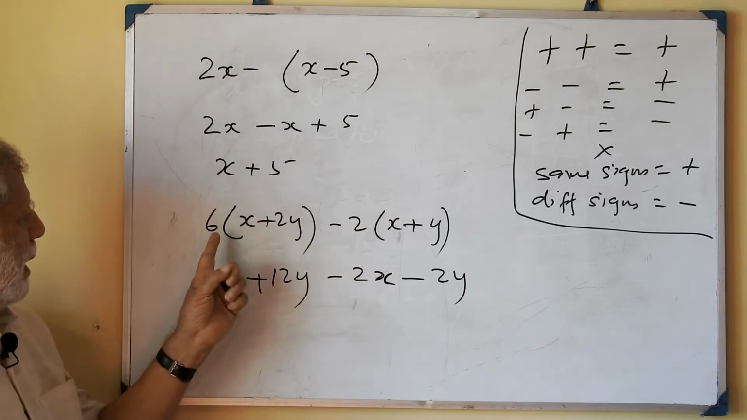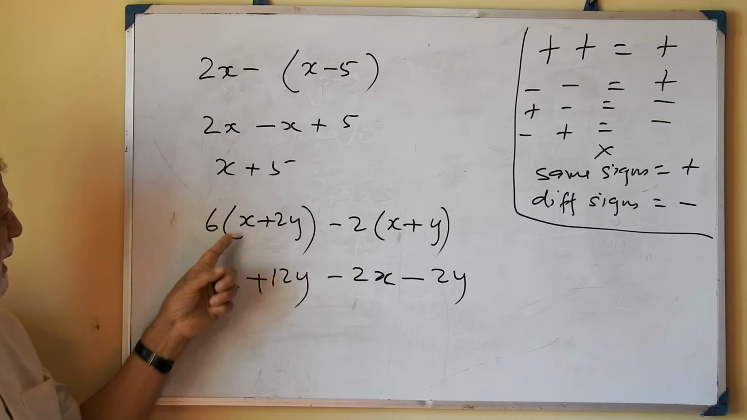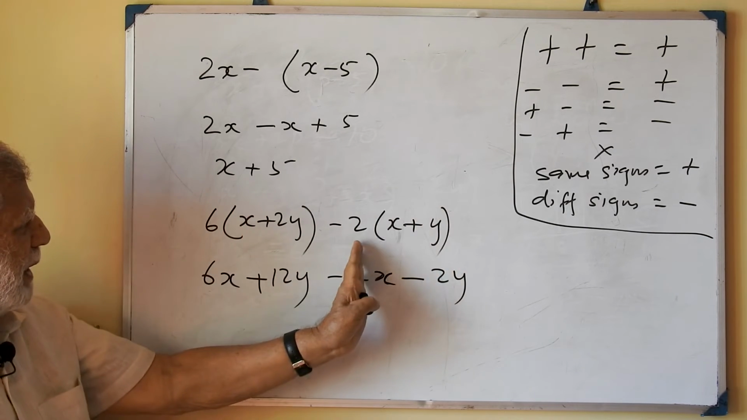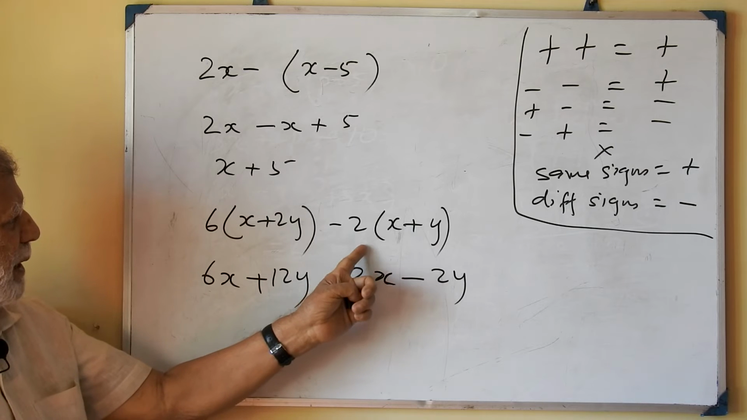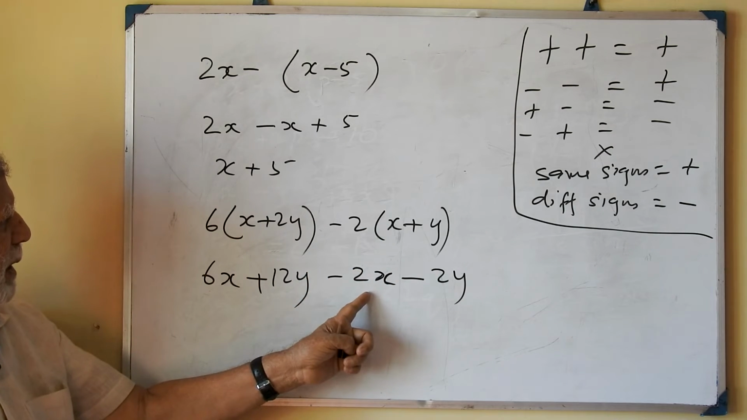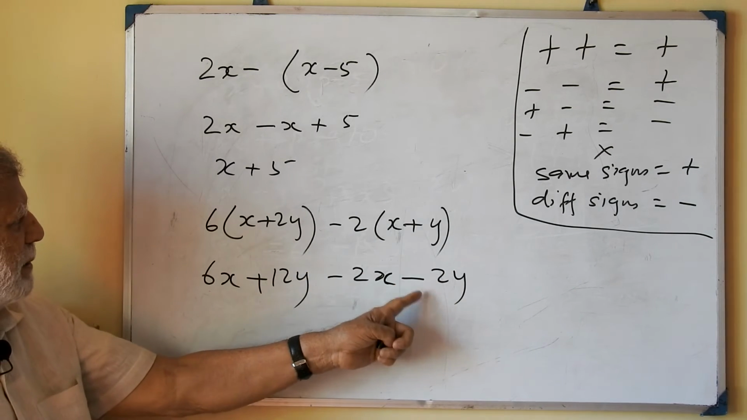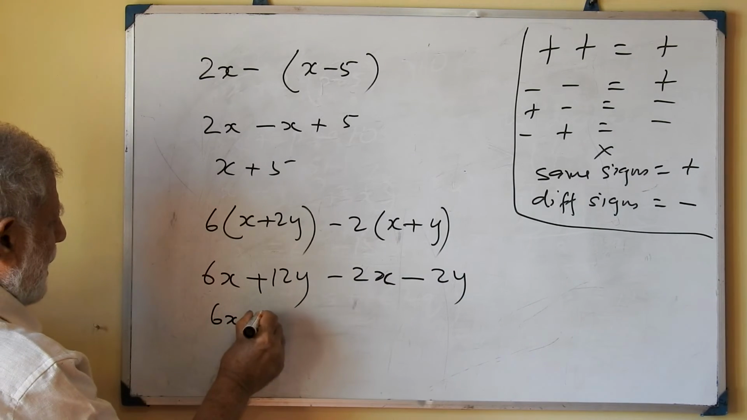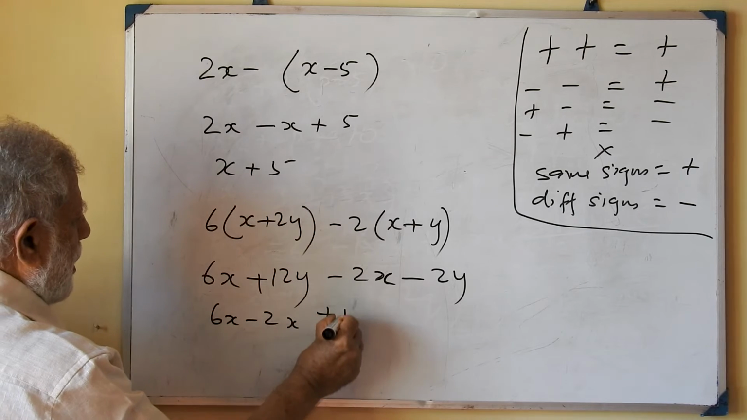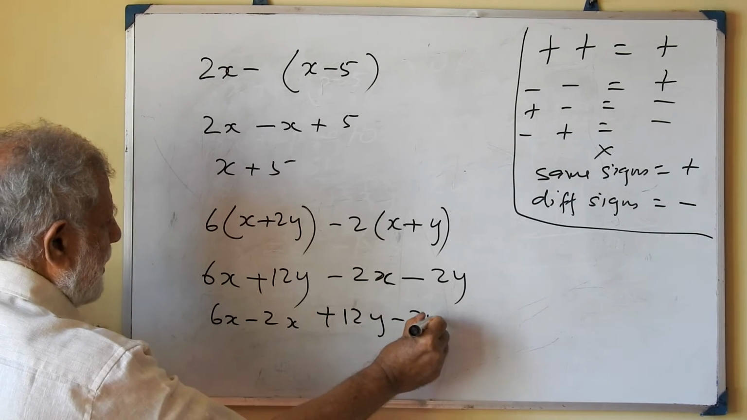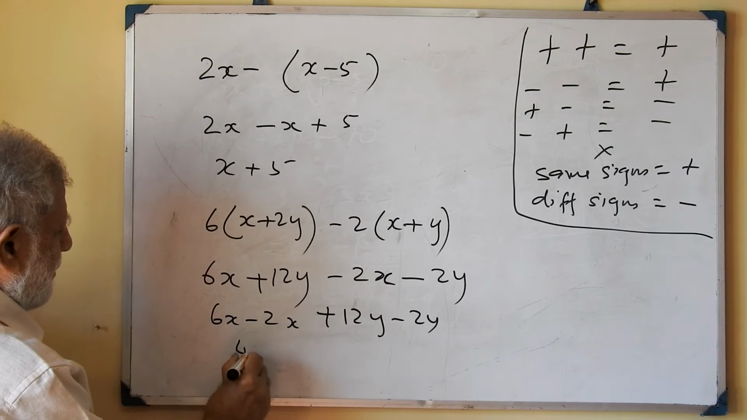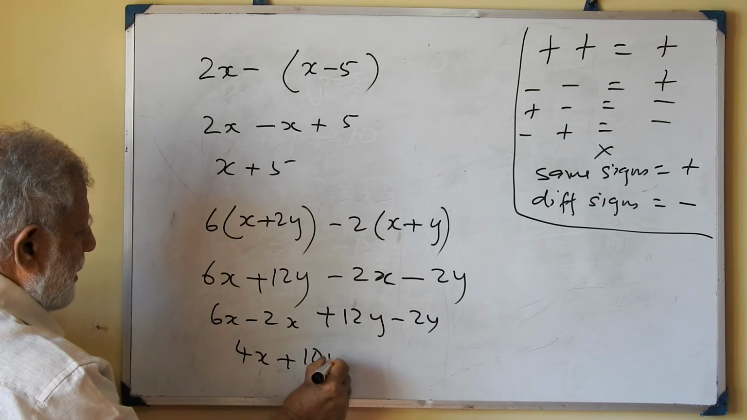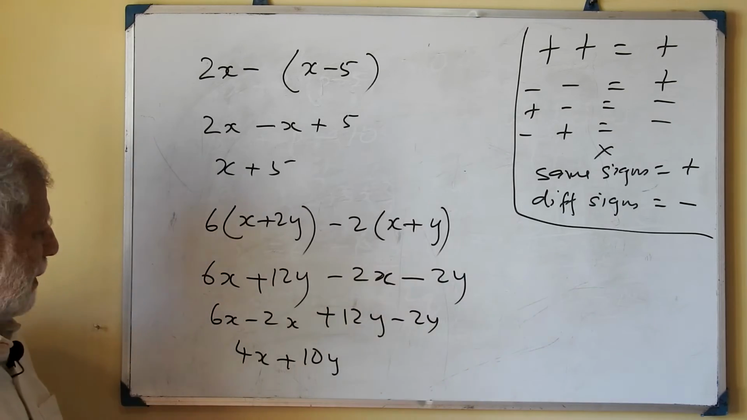Look again. This bracket we have to multiply by 6. 6 into x, 6x. 6 into 2, 12y. This has nothing to do with this bracket. This bracket is separate, and only minus 2 belongs to this bracket. So minus 2 into x, minus 2x, minus into plus, minus 2 into y, minus 2y. Now can you see here, we separate these. 6x minus 2x plus 12y minus 2y. So 6x minus 2x is 4x. 12y minus 2y is 10y. So the answer is 4x plus 10y.